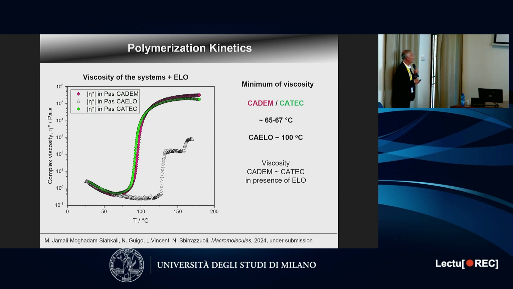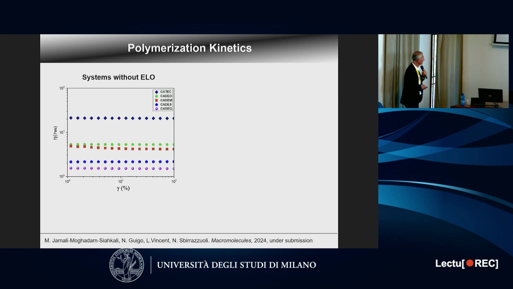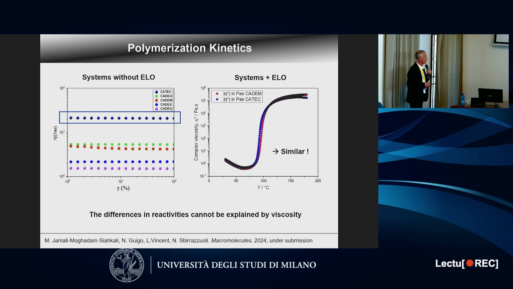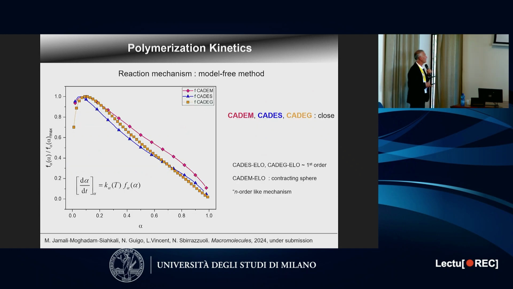So there is a big difference between the reference system and the system with eutectic hardeners. And if we come back to viscosity, for Catech, viscosity was much higher without ELO. So we were thinking that this explains the difference in reactivity. But now we see that when we add the ELO, the viscosity values are in fact very similar. So the difference in reactivity cannot be explained by viscosity.